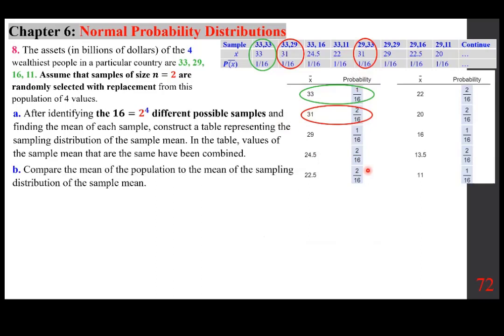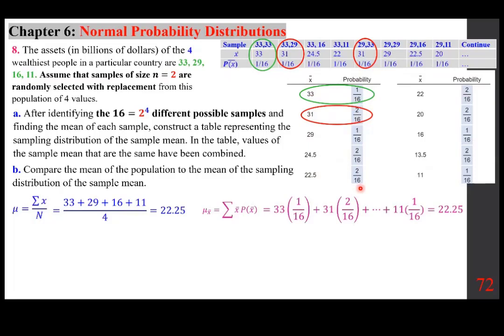Now, we want to compare the mean of the population to the mean of the sampling distribution. To do that, first and foremost, mu is the summation of x over n. So we basically add up the given 33, 29, 16, and 11 and divide by however many, which is 4. This is mu. What is mu of x bar? You calculate the mu of x bar using the summation of x bar times p of x bar. That means you multiply this one by this one, all the way to the end. So the first column times the second column, and then add them up. They give us the same thing.